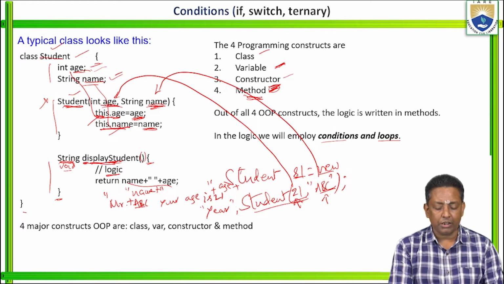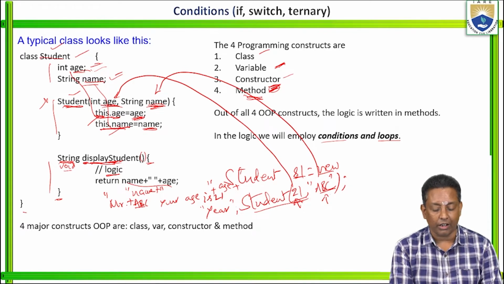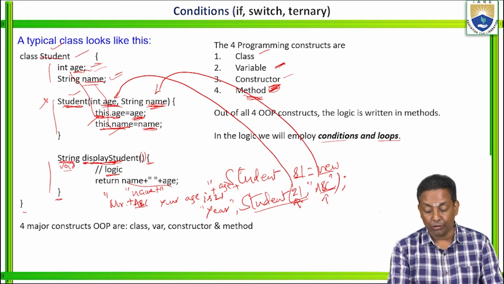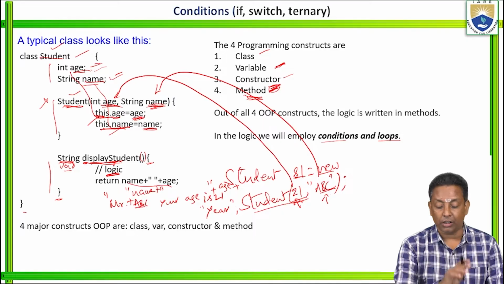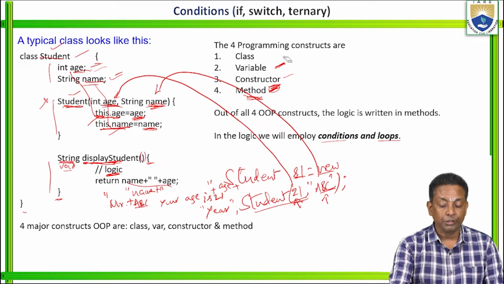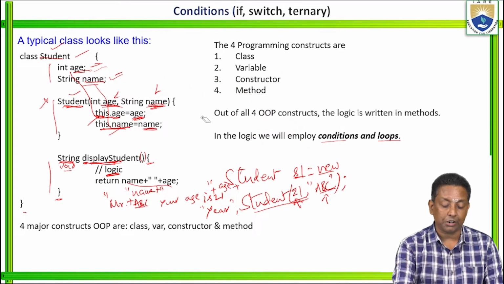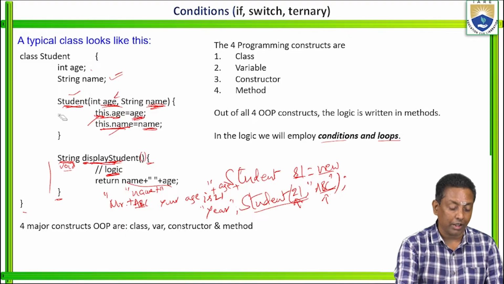Because here we are just concatenating some strings to the variables and forming one big string, and we are returning it. But inside a method we usually write conditions and loops. Those conditions and loops are employed inside the method. So we'll see what a condition is and what a loop is in the next coming slides.